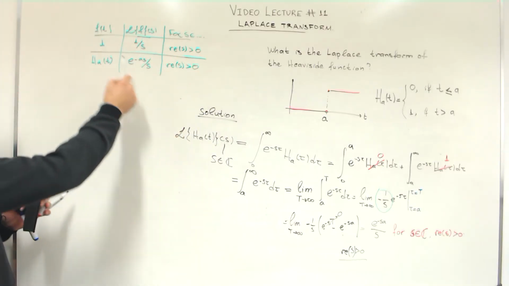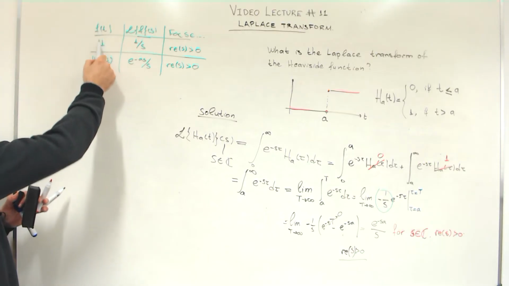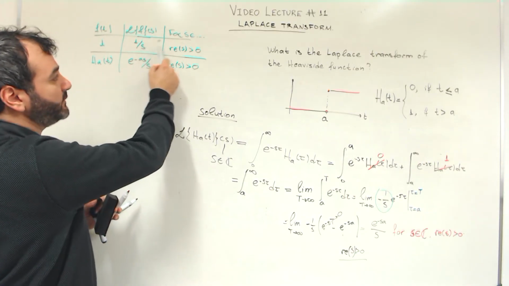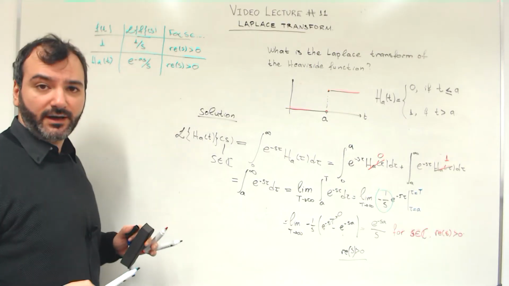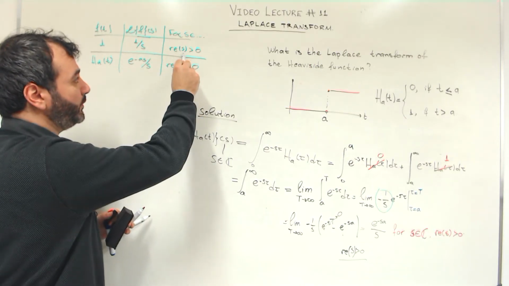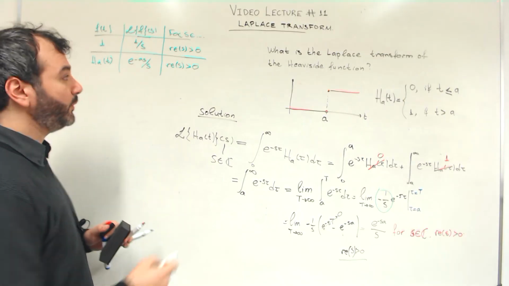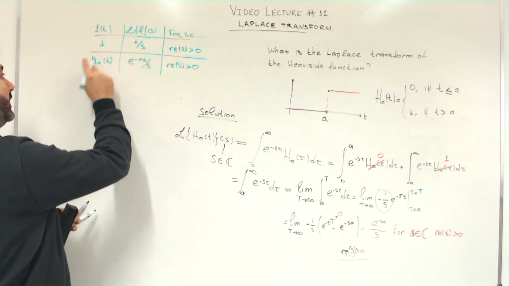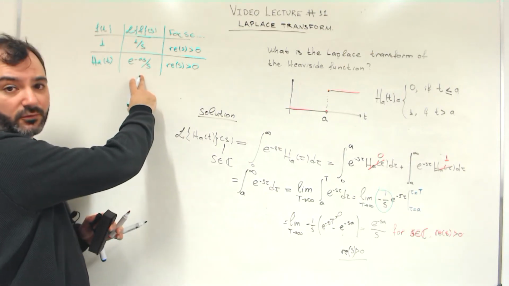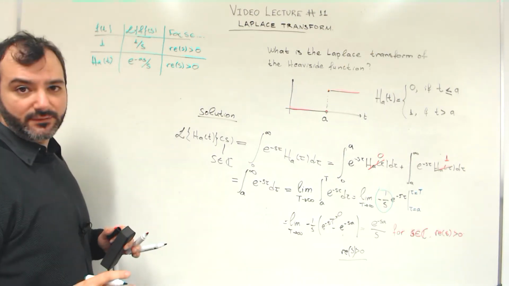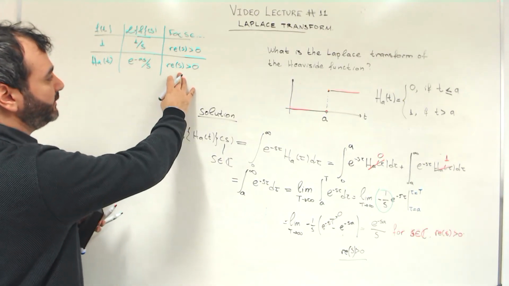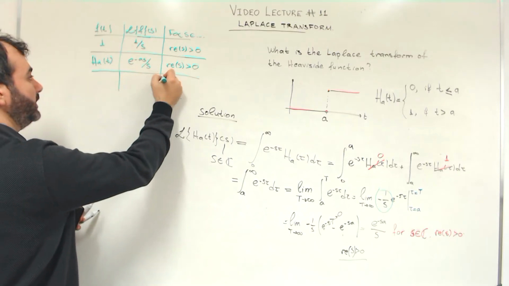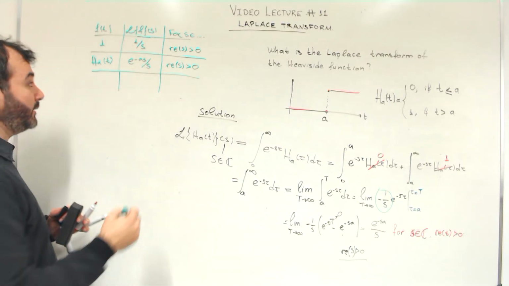Now, in summary, so far we have proven that if function f of t is equal to 1, then the Laplace transform of this function is 1 over s, defined for all complex numbers with a positive real part. And similarly, the Heaviside function h with parameter a has a Laplace transform e to the minus as divided by s. And again, this is defined for all complex numbers with positive real part. Now, let us do one more example.